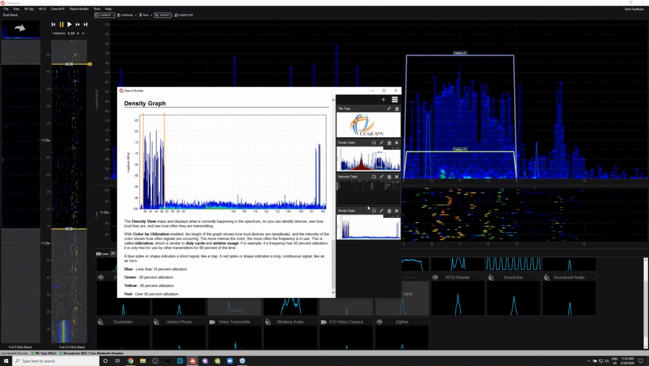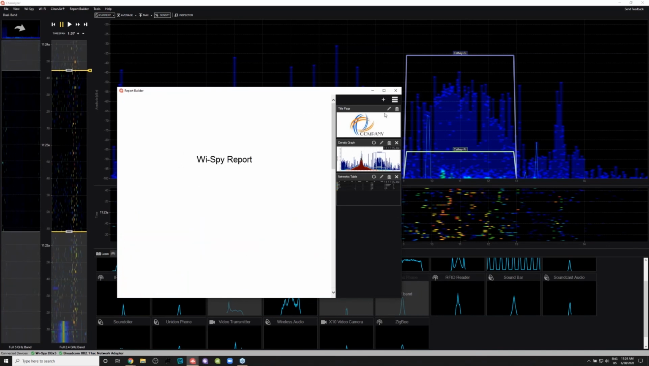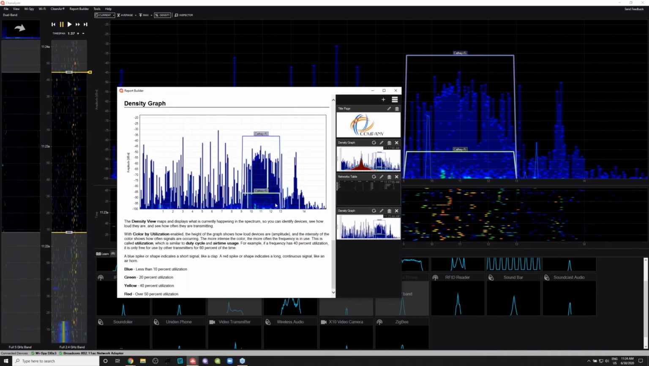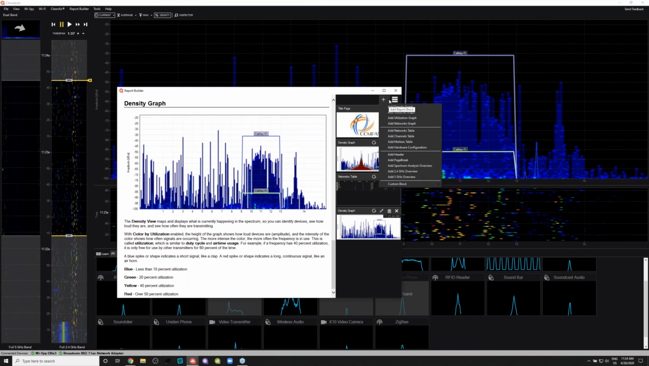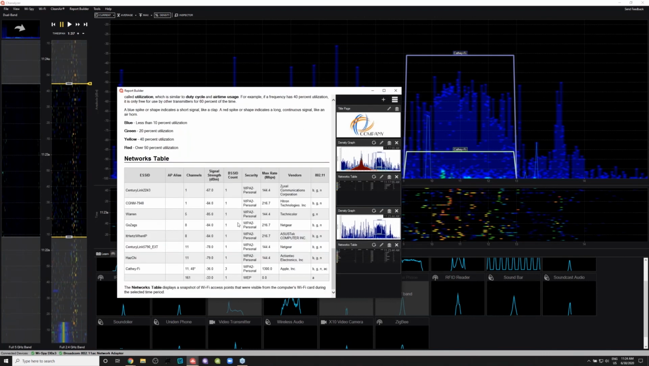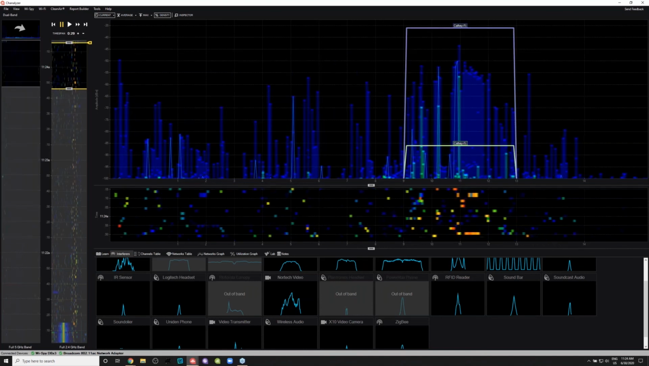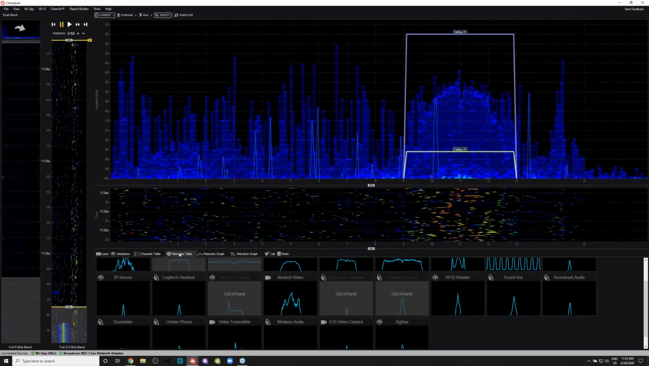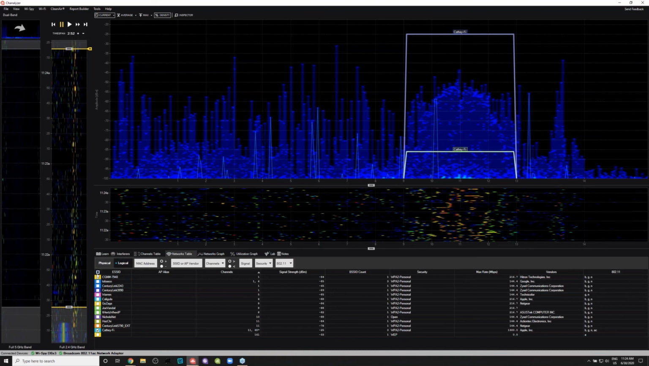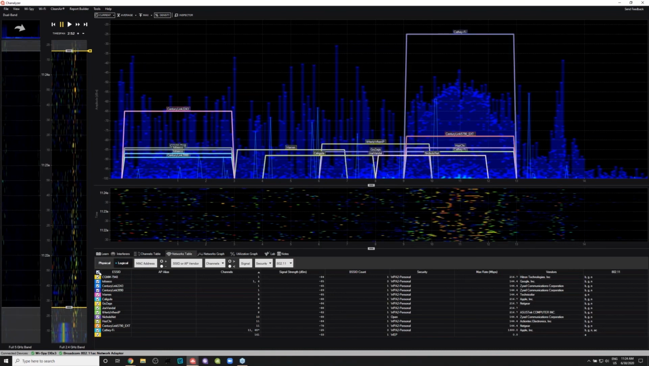So I'm going to delete this report section that I just added. I'm going to add a new density graph of the 2.4 gigahertz band, which shows the removed interference. And then of course I'm going to add the networks table, which is kind of a before and after. Actually, let's get a little bit more. There should be some more networks here at this point. Let's take a look. Yeah, see, there's a lot more networks there now on channels 6, 5, and so on. It looks like another network there.